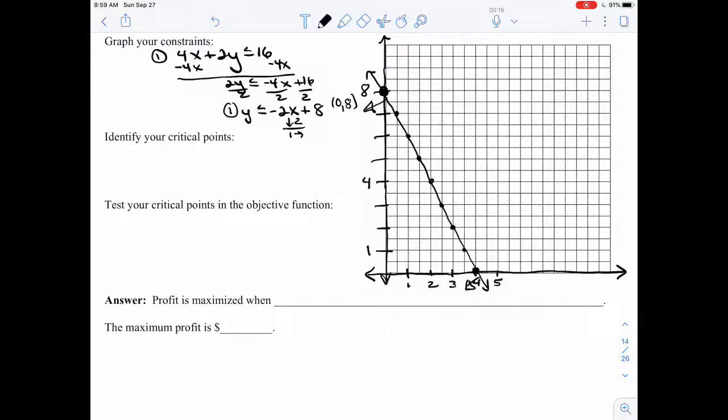For our second equation, we have 3x plus 3y is less than or equal to 15. We are again going to subtract our 3x. 3y is less than or equal to negative 3x plus 15. Dividing by 3, we have y is less than or equal to negative 1x plus 5. That is our second equation in slope-intercept form.